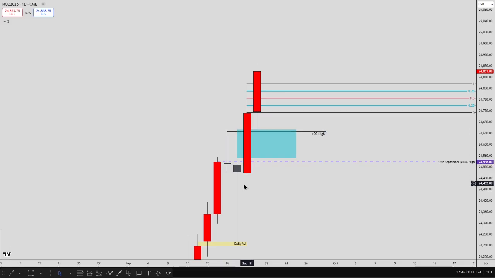Now, a lot of people always ask, when do we use the bodies? When do we use the wicks? Do we use just one? Well, on a daily chart, I would place more emphasis on the bodies, but also the wicks, because you're going to get a decent reaction on the 1 minute when you're running into a high of an order block that's on the daily chart.